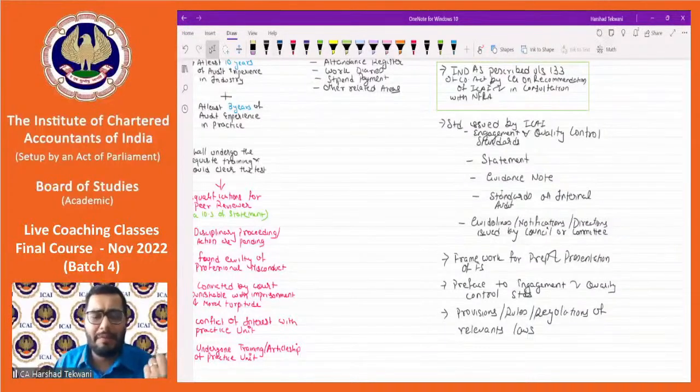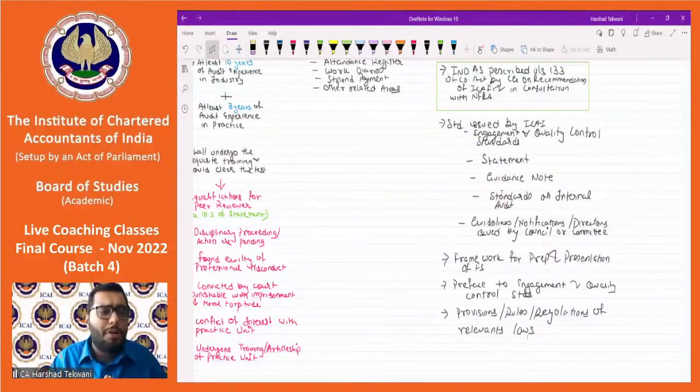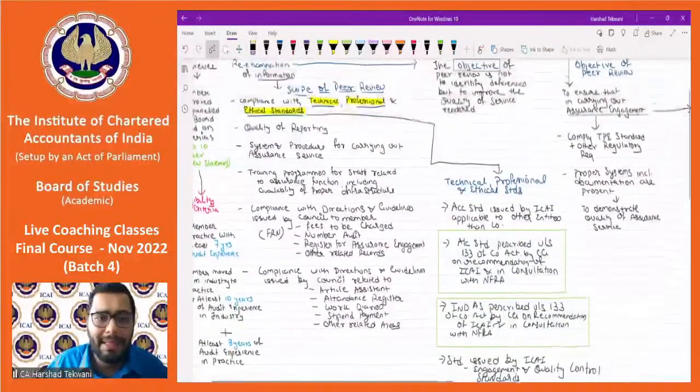Then statements issued by ICI, guidance notes issued, standards on internal audit, then guidelines and notifications issued by the council, for example guidelines on advertisement or other general guidelines issued by ICI. Framework for preparation and presentation of FS, preface to engagement and quality control standards, provisions, rules, regulations of relevant laws which are applicable to a particular engagement. All these in total combination will become your technical, professional, and ethical standards. Okay, that is TPE.